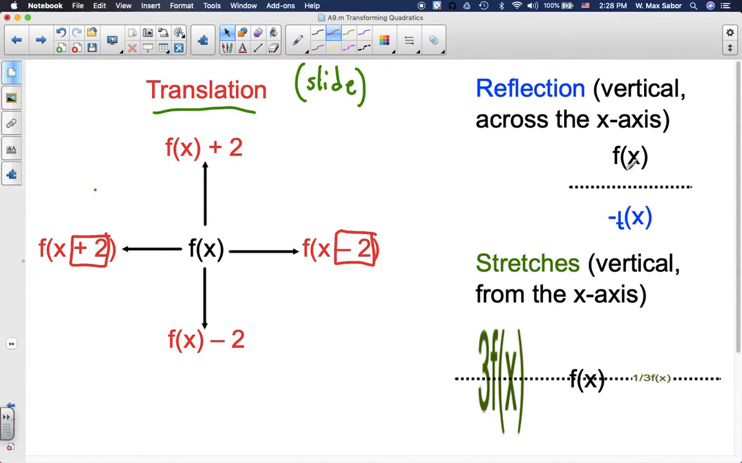For reflection, you get reflection across the x-axis if you take this and make it negative. And then if you multiply it by some positive number, if you multiply it by a number bigger than 1, it'll stretch it away. If you multiply it by a fraction, this says 1/3 if you can't read it, it gets closer to the axis. That's how we transform quadratics.